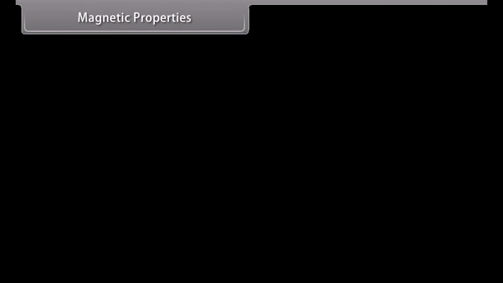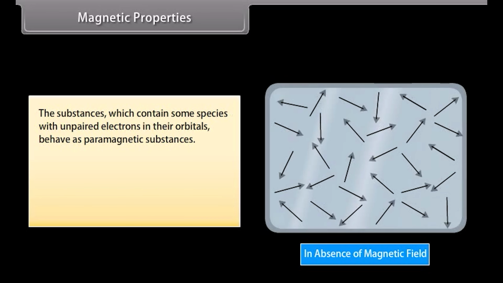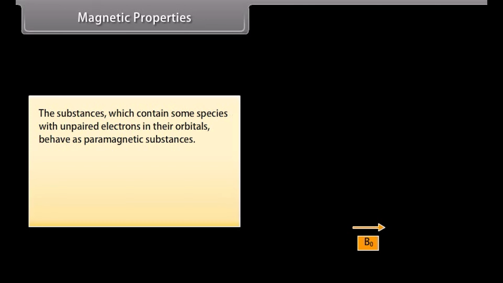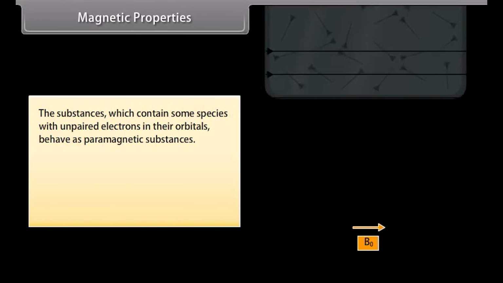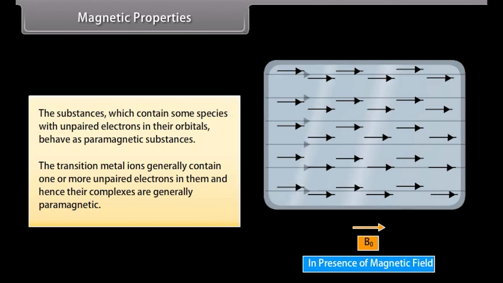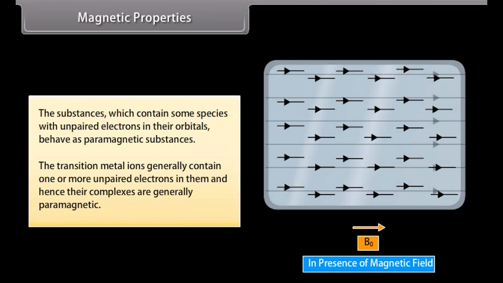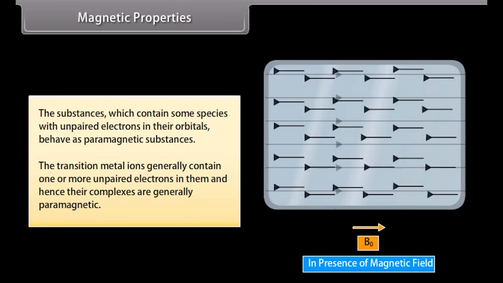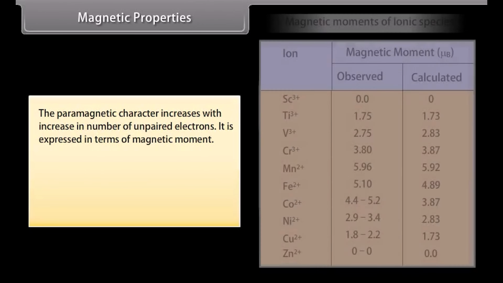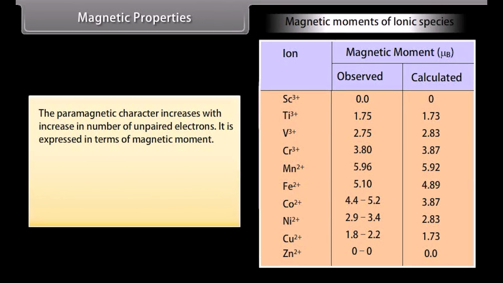Magnetic properties. The substances which contain some species with unpaired electrons in their orbitals behave as paramagnetic substances. The transition metal ions generally contain one or more unpaired electrons in them, and hence their complexes are generally paramagnetic. The paramagnetic character increases with increase in number of unpaired electrons.